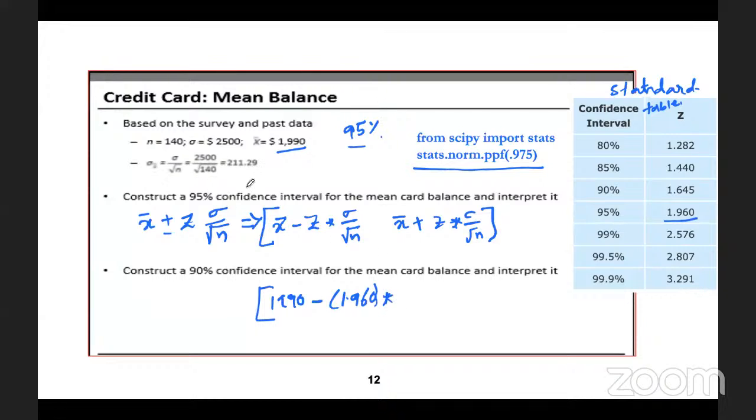Can someone please compute for me this one into sigma by root n? We have already computed 2500 by square root of 140, that is 211. So this is with minus: 1990 minus 1.960 into 211. Then we have one more term with plus: x bar plus, 1990 plus 1.960 into 211. Can someone please compute this?